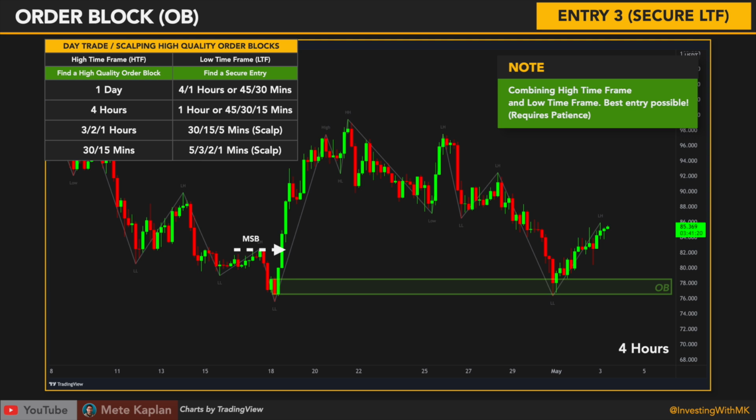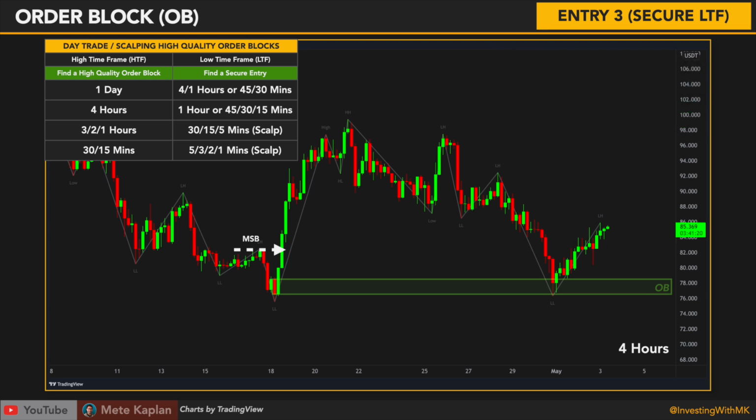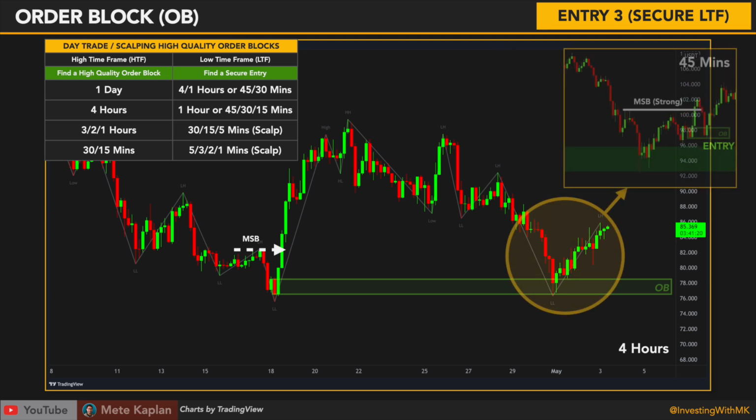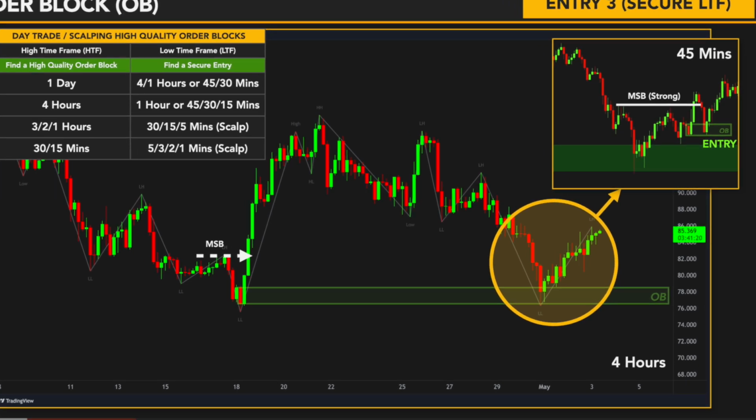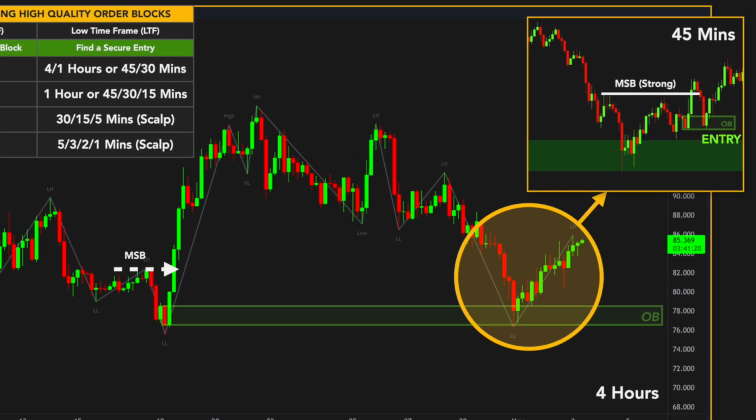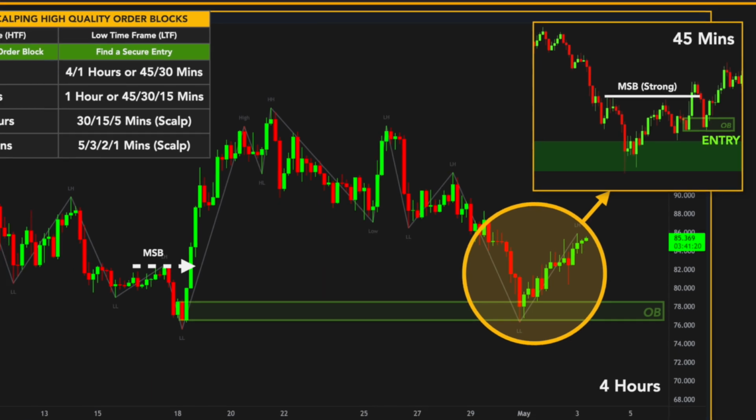As you can see, this chart is in 4 hours. If you go down to the 45 minute chart, you will notice a micro MSB and a mini order block to enter a trade. Yes, this is your best possible entry. However, as I said, I use these 3 entry types depending on my time and risk management.